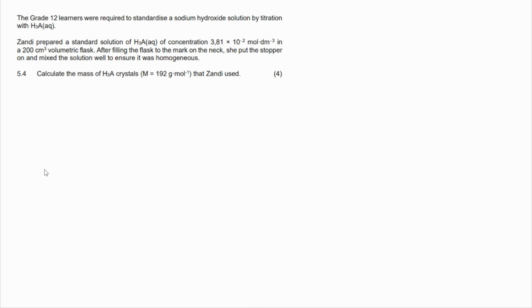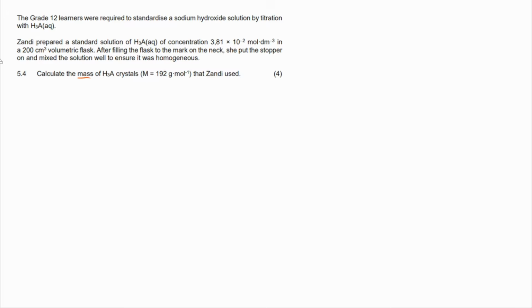All right, now we have this 5.4. Grade 12 learners were required to standardize a sodium hydroxide solution by titration. So we're doing titration, and whenever we do titration, we have to know the process. You work out moles of one thing, do a mole ratio, work out the moles of the other thing, and then convert that to a volume. That's normally what we're doing. In this case, it looks like we're going to a mass in the question.